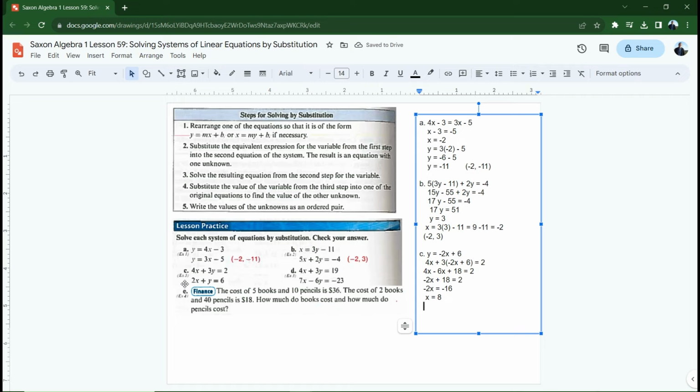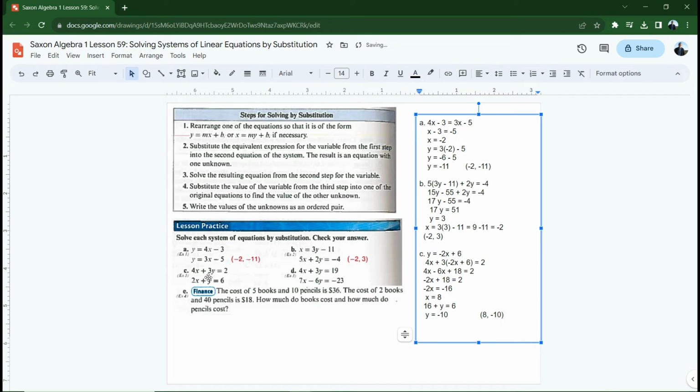equation. 2 times 8 is 16 plus y equals 6. Subtract 16 from both sides, I get y equals negative 10. So my ordered pair, the xy coordinate that solves both equations should be 8, negative 10.